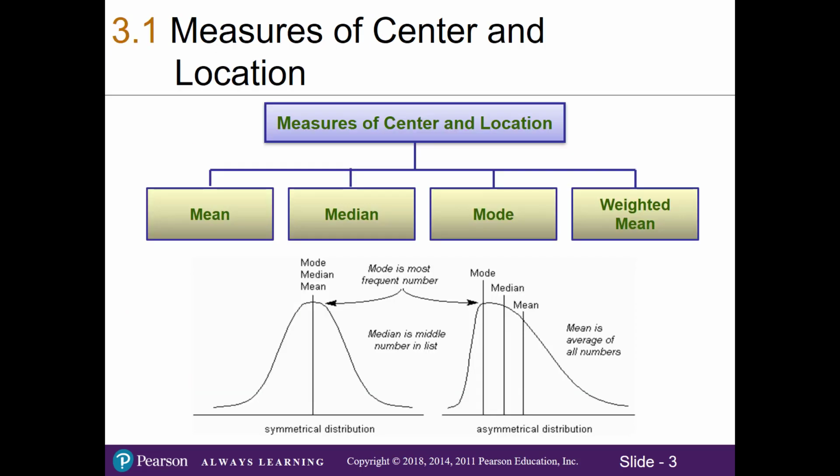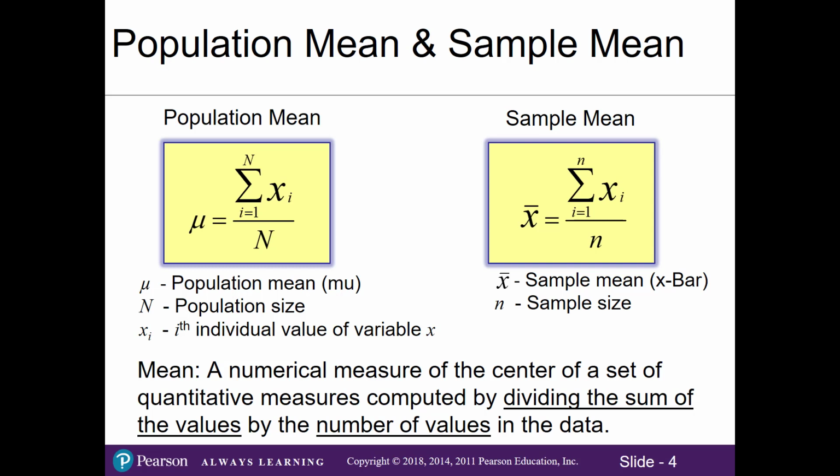Recall in Chapter 1 that we discussed what a parameter and a statistic was, where a parameter is some measure that we compute for an entire population, whereas a statistic is a measure that's computed for a particular sample. So here we have the measures of center and location, mean, median, mode, and weighted mean, that we could be calculating for a population or for a sample. So let's start with the mean.